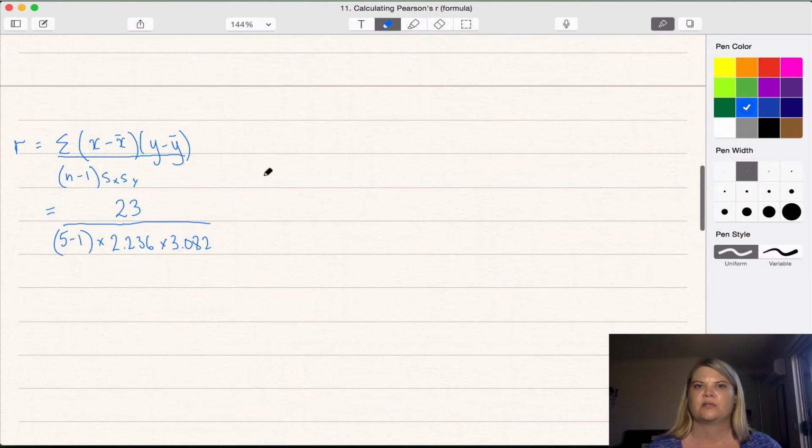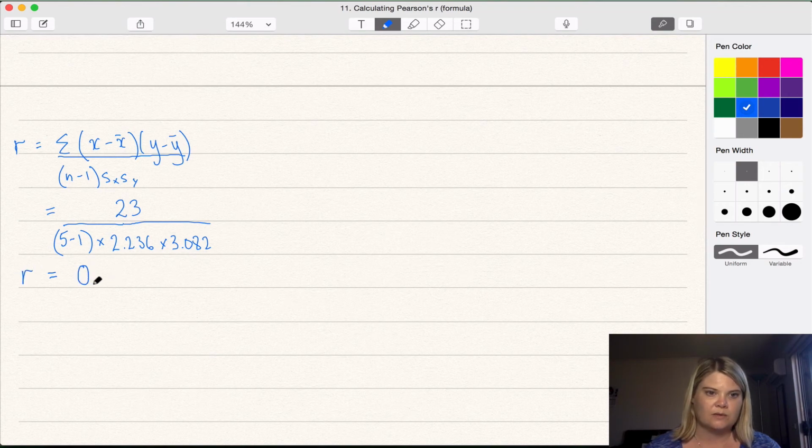Okay, next step is to put it all together into the formula. I've rewritten the formula out here, and we know that the numerator equals 23. So in the next line I've put 23 in the numerator. We know there are 5 different data points, so we can put n equals 5, 5 take away 1, and the standard deviation of x was given in the question as 2.236, and the standard deviation of y is 3.082. So we put all of this carefully into the calculator, and you will end up with r equals 0.834.